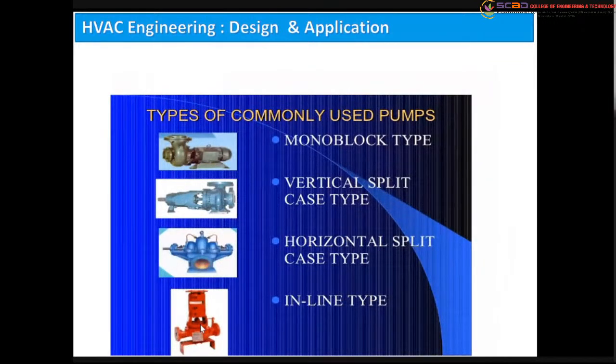Now comes the pumps. You produce the chilled water, but you need it to be circulated between the towers. Who does the process? Pumps do. Pumps will be pumping the water from one area to another, or one level to another, or from the basement all the way to an 80-storey building. Okay, pumps.